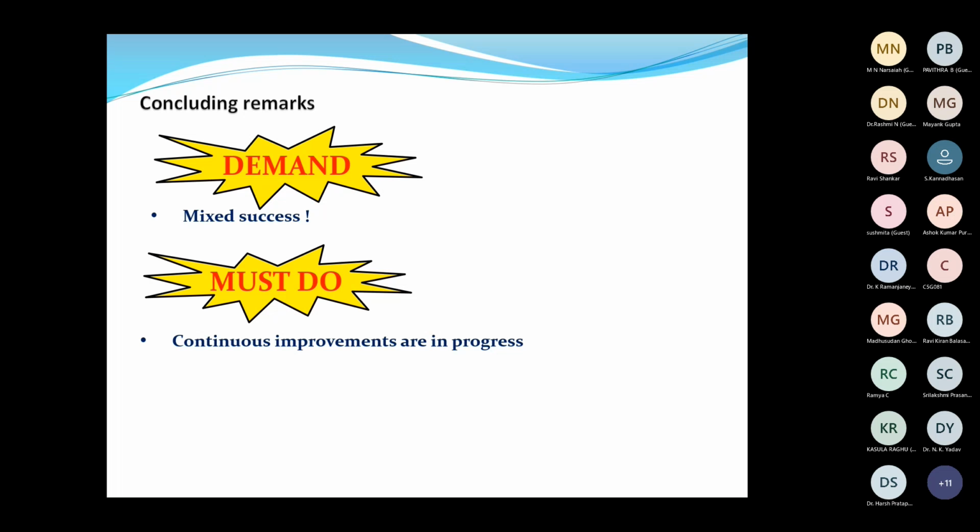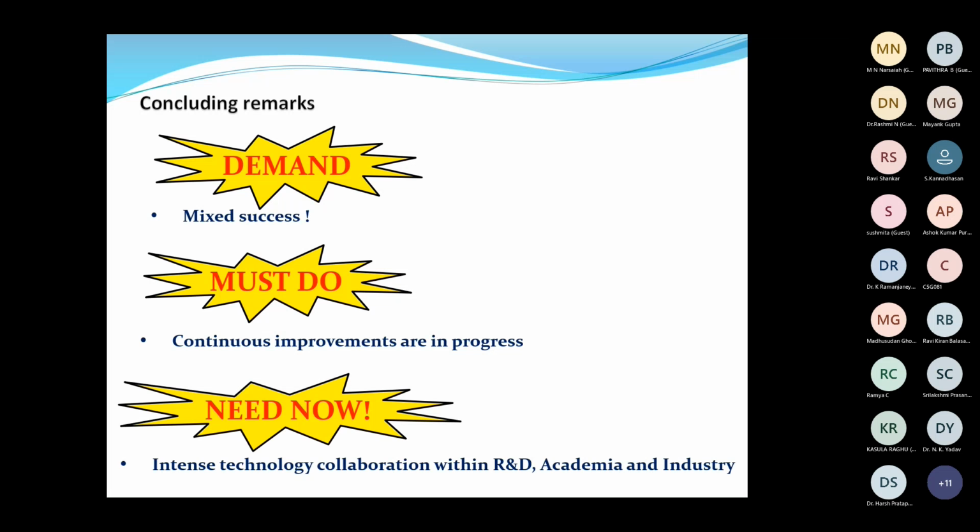So "must do" was the scenario where we have to deliver. There was still scope for improvement, and there are still gaps. So it's a matter of continuous improvement, and this process is on. "Need" now was the requirement. That means we had a very short response time. Still, within the limitations, it was done, and the systems are in place.